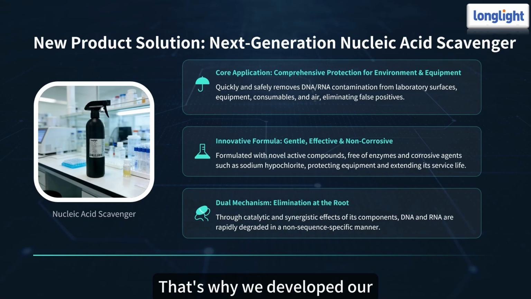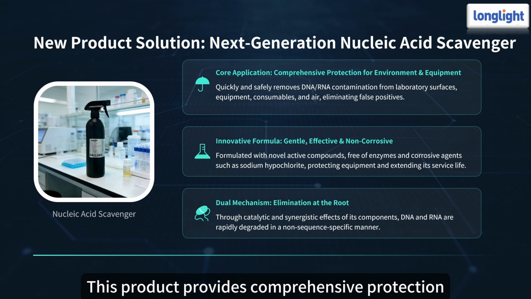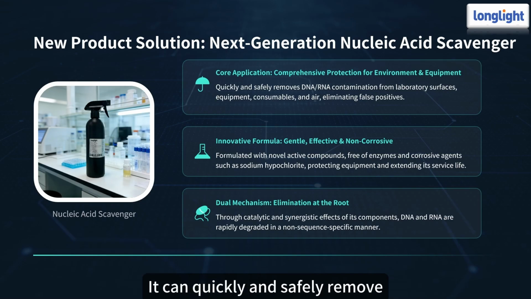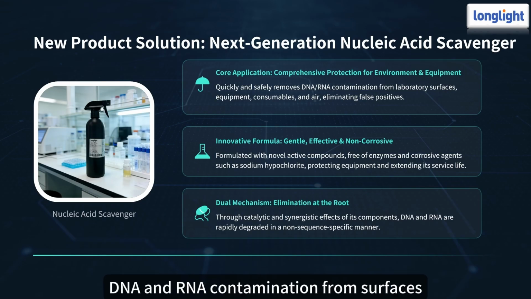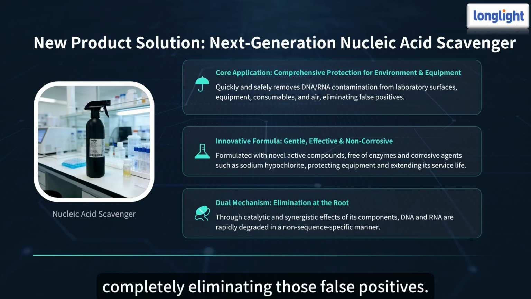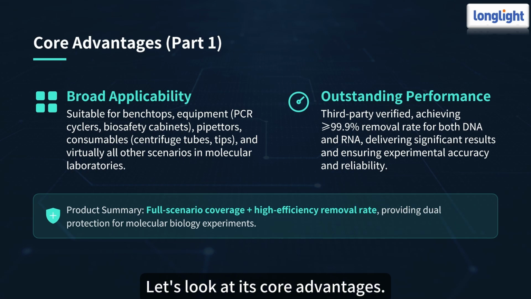That's why we developed our next-generation nucleic acid scavenger. This product provides comprehensive protection for your lab environment and equipment. It can quickly and safely remove DNA and RNA contamination from surfaces, equipment, consumables, even the air, completely eliminating those false positives. It works through a dual mechanism, degrading DNA and RNA rapidly in a non-sequence specific way, eliminating contamination at the root. Let's look at its core advantages.